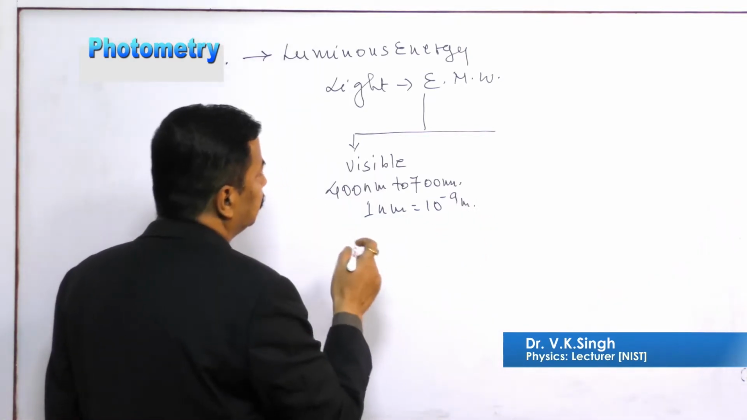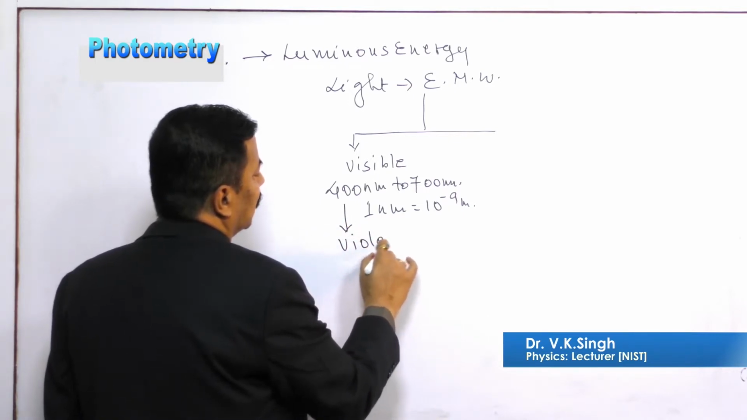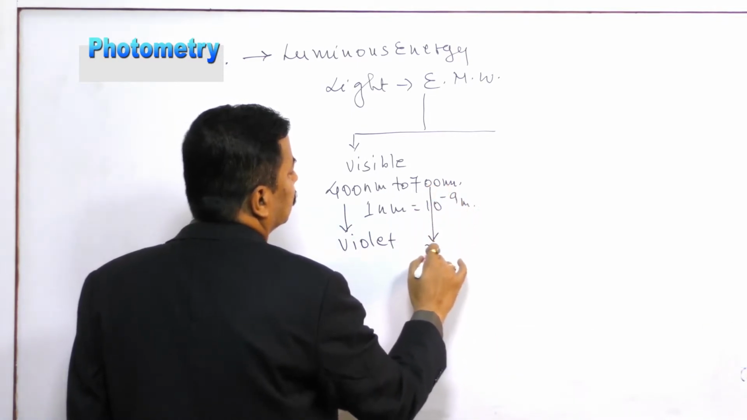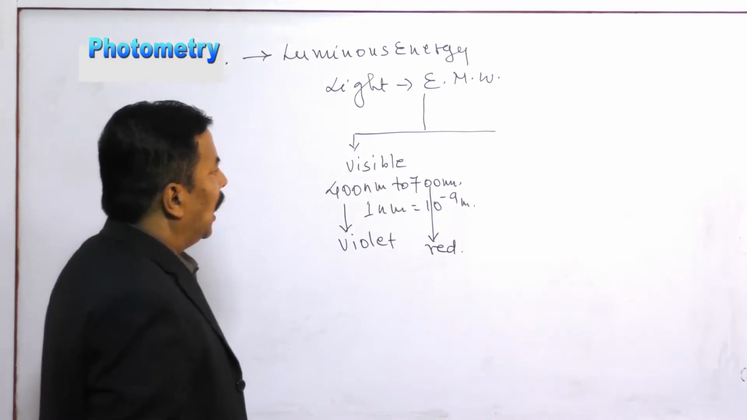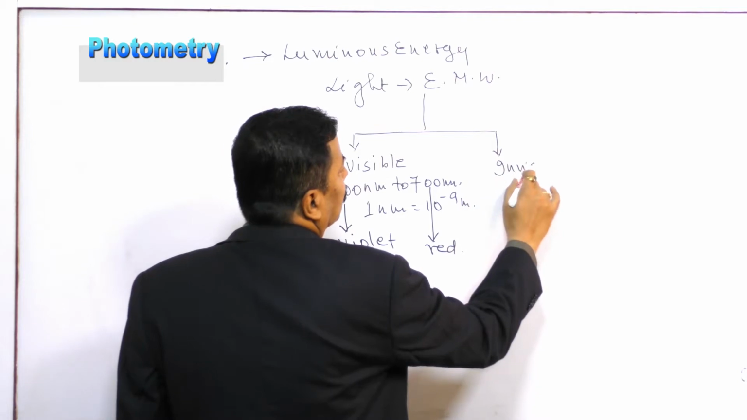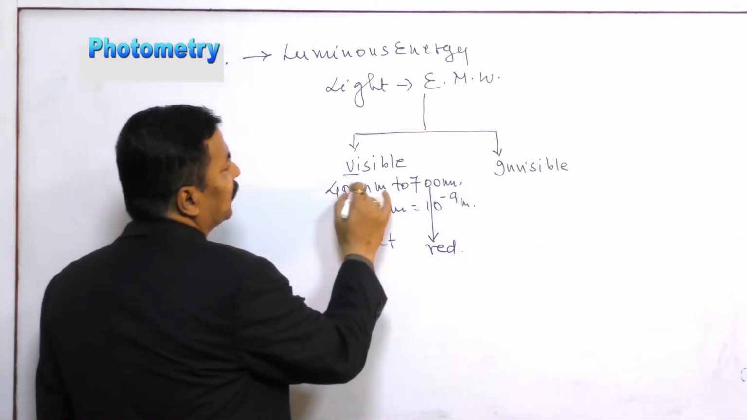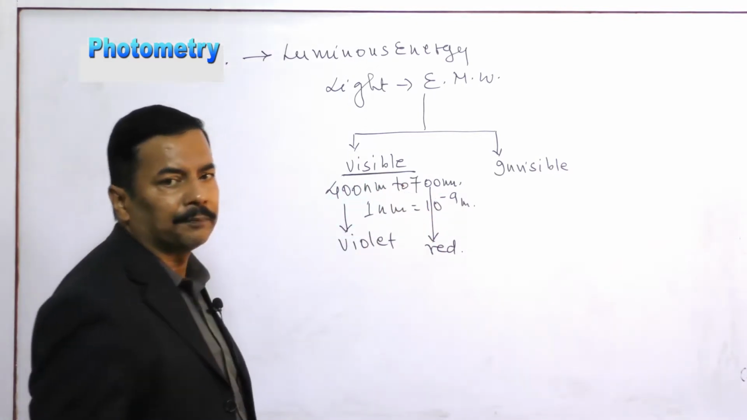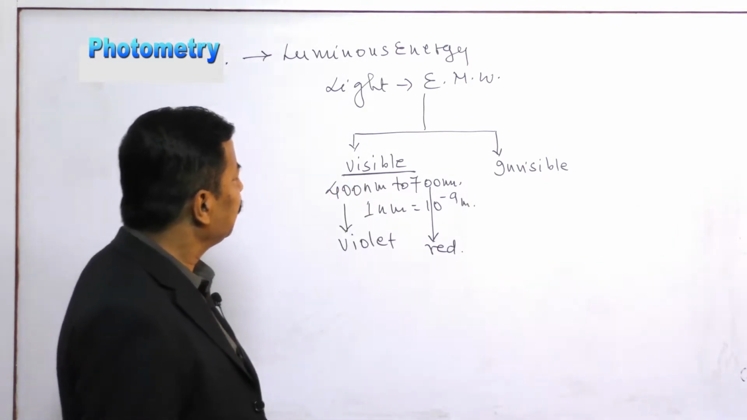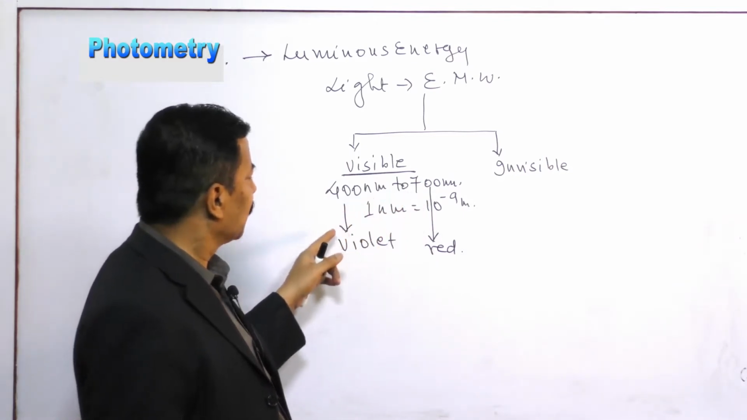Now this tells about violet, and this is your red, and other portion is your invisible. Photometry is basically related with this region, visible region only. Now photometry is related with this visible region, in which 400 nanometer to 700 nanometer, that is the range, violet to red.